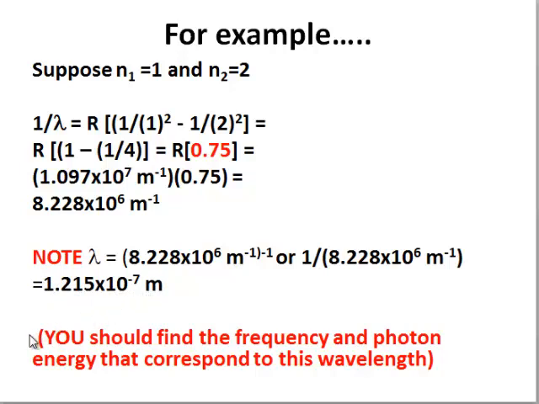Now a helpful exercise for you at this point should be to calculate and write down somewhere nearby the frequency and photon energy that corresponds to this wavelength. And now in principle, numbers of wavelengths for hydrogen atoms can get calculated from this formula.